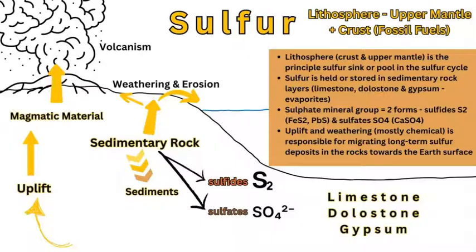And the main storage of sulfur is the sulfate mineral group, which comes in two varieties: sulfides, S2-, and sulfates, SO4 2-. And once you have the storage of sulfur in the rocks, you have tectonic uplift, bringing rocks to the surface to then be weathered and eroded through the elements, and also carried up through magmatic material to eventually be released through volcanism on the Earth's surface, both on the continents, through volcanoes, and through deep sea ocean floor hydrothermal vents called black smokers.